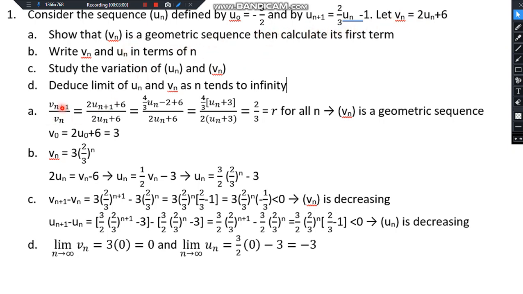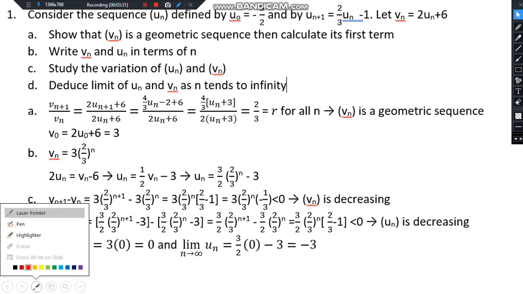To prove that Vn is a geometric sequence, you do Vn+1 over Vn. So Vn+1 is equal to un+1 plus 6, over un plus 6. But what is un+1? It's 2 over 3 un minus 1. So if you put here 2 over 3 un minus 1 times 2, you're going to get 4 over 3 un minus 2. Plus 6, you have 4 over 3 un plus 4, over un plus 6.